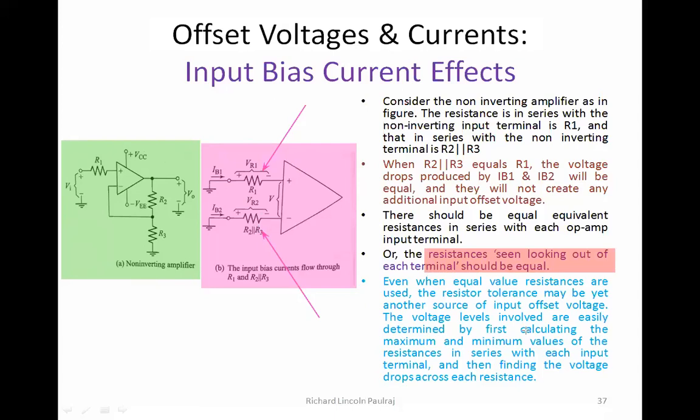Now there is a small catch here. Even when equal value resistances are used, the resistance tolerance may be yet another source of input offset voltage. Now, what is a resistance tolerance? I think in your labs, you would have seen this exclusively, resistance tolerance. There's a separate section for it. Can you recall? What is this resistance tolerance?